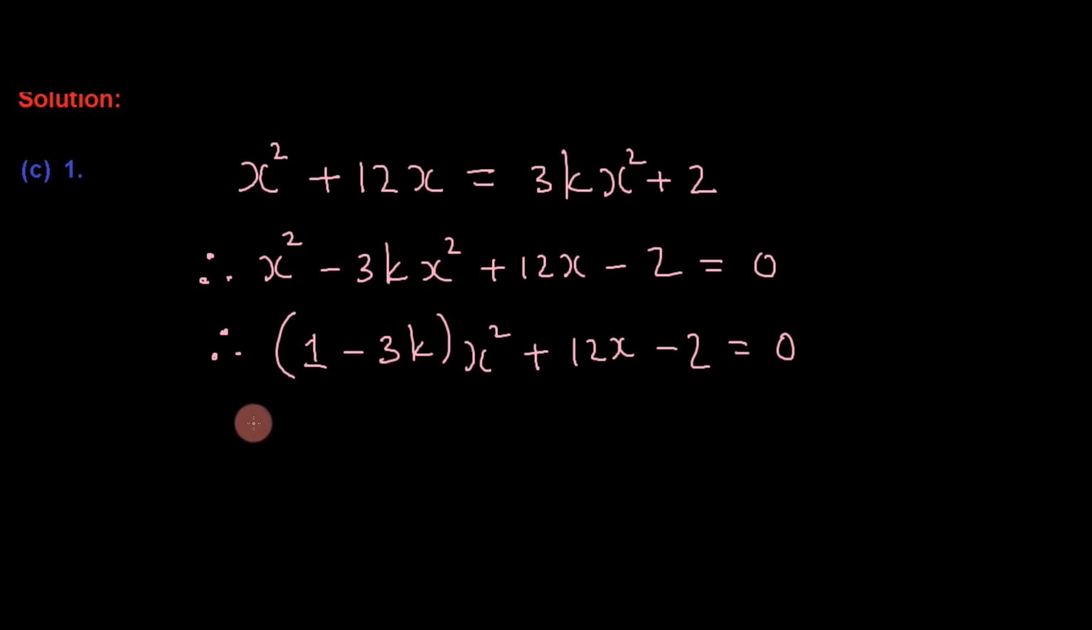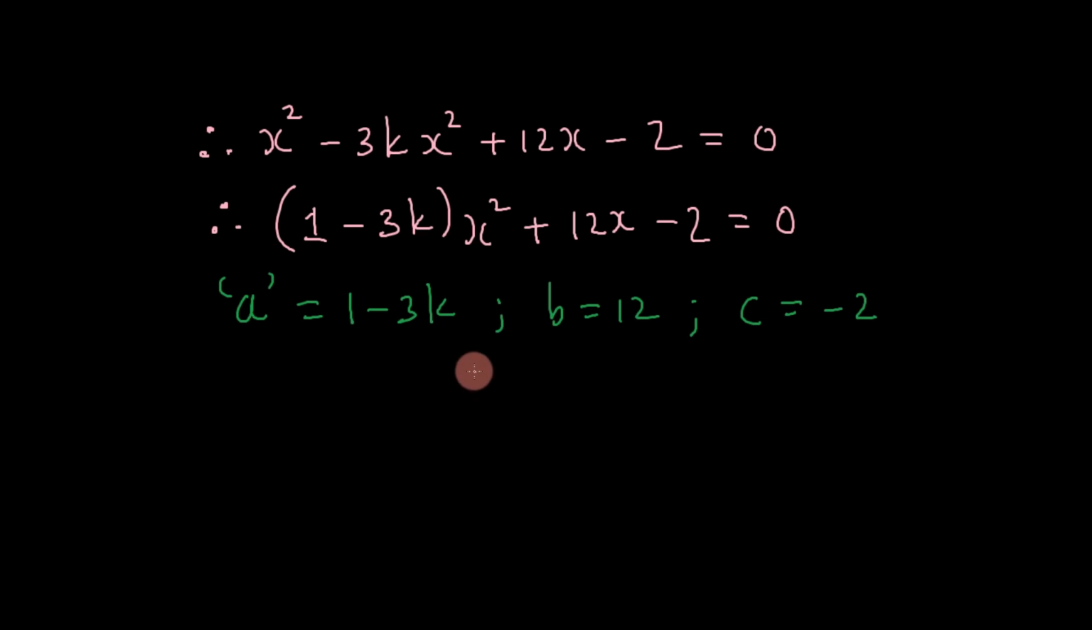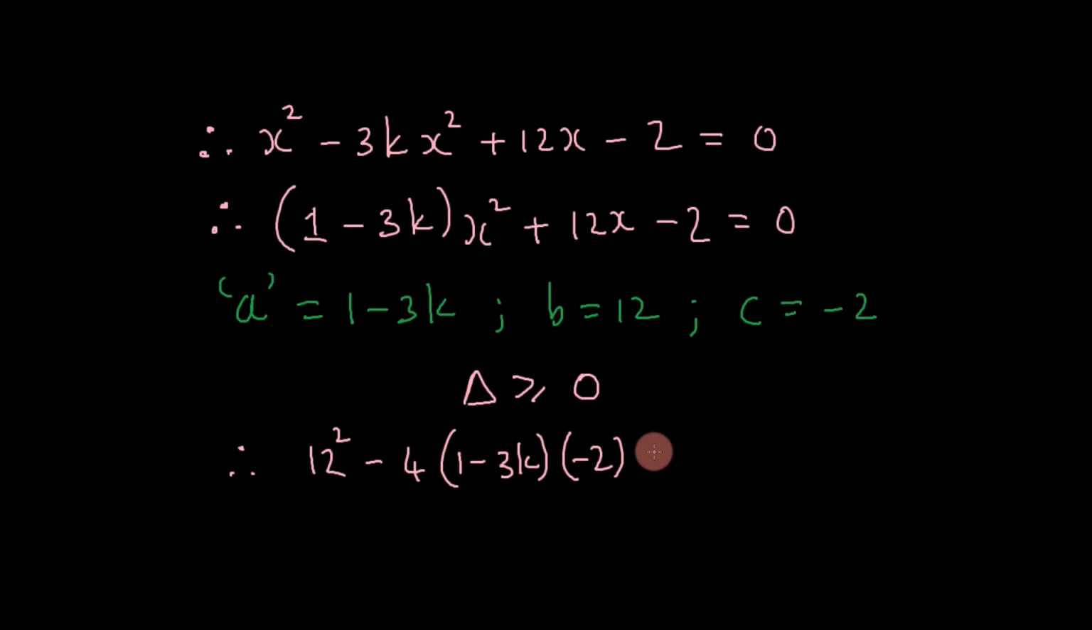Let's first write down a, b, and c. So a is 1 minus 3k. B is equal to 12. And c, the constant, is equal to -2. So for real roots, delta must be greater than or equal to 0. So b squared minus 4 times a times c must be greater than or equal to 0.